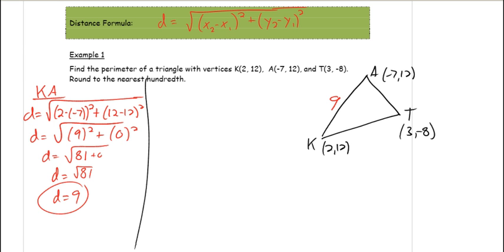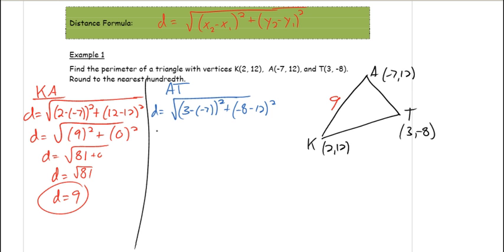Now we got another one to do. Let's go for AT next. Again, it's not very difficult, just making sure you can plug into the formula. D equals the square root of x2 minus x1, so I'll go 3 minus negative 7 squared plus negative 8 minus 12 squared. Again, make sure you stay consistent when you do those subtractions.